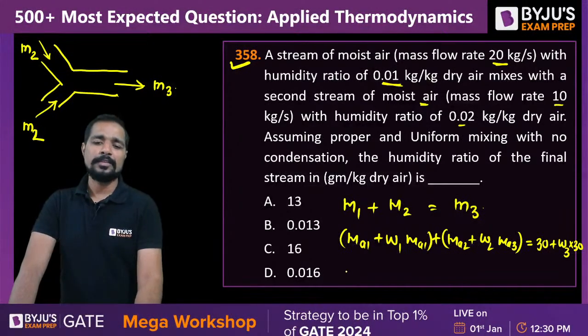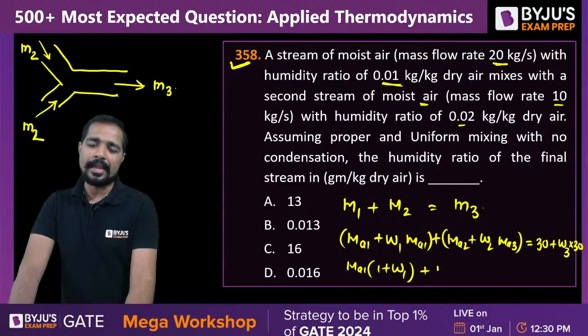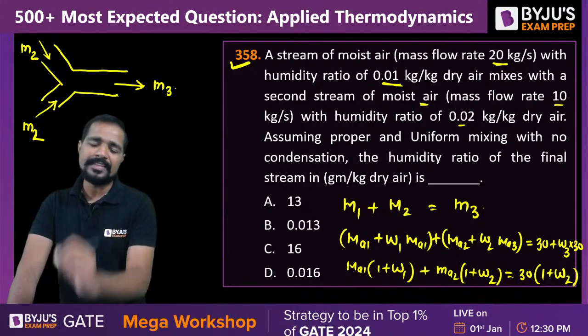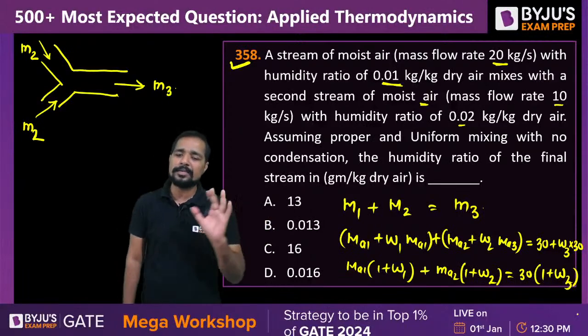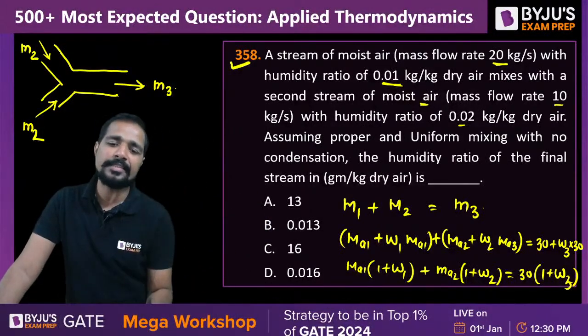Is it? So if I take MA1 common, that will be equal to 1 plus W1. If I take MA2 as common, that will be equal to 1 plus W2, that will be equal to 30 into 1 plus W3. Everything is given in the question. W1, W2, MA1, MA2 is given in the question. You will substitute all the values, my dear, and you will easily get the answer of each question.